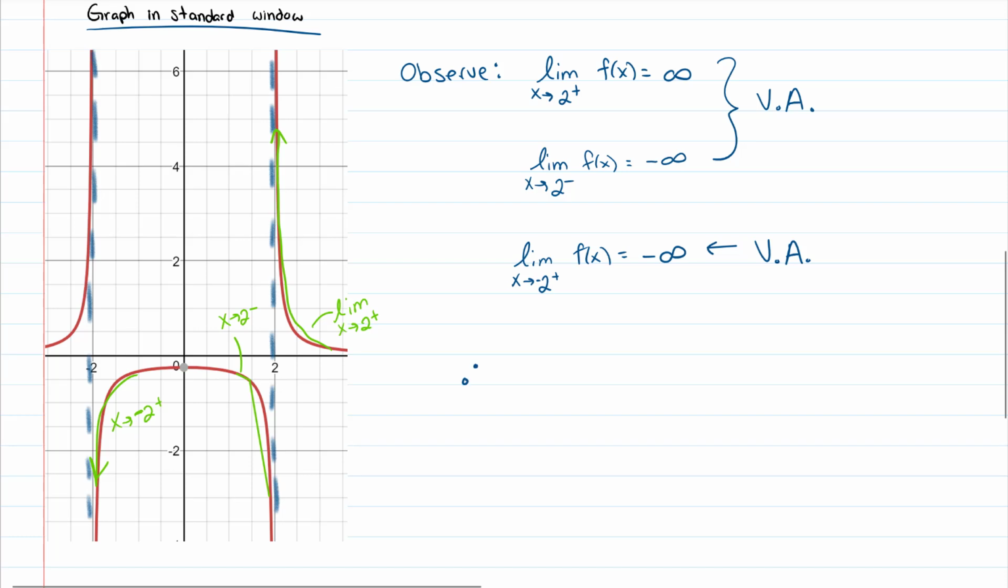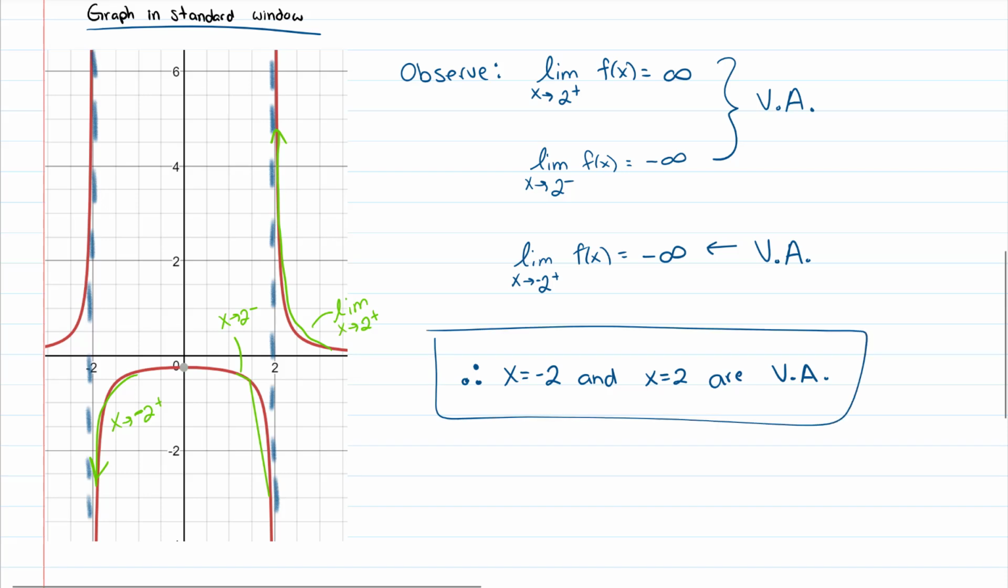So then we get that x equals negative 2 and x equals 2 are vertical asymptotes. And this is because the limit from the right or the left equals infinity or negative infinity. It doesn't matter if it's positive or negative infinity, and it doesn't matter if it's the right or left limit. It's nice and convenient that they both work, but you just need one.